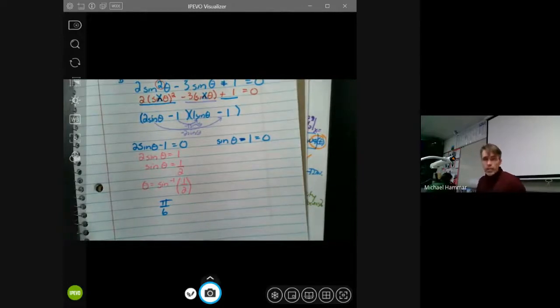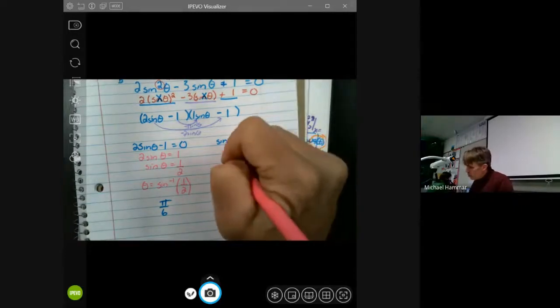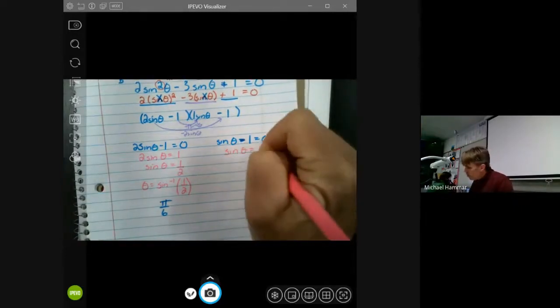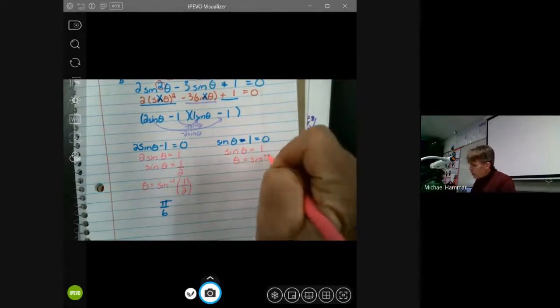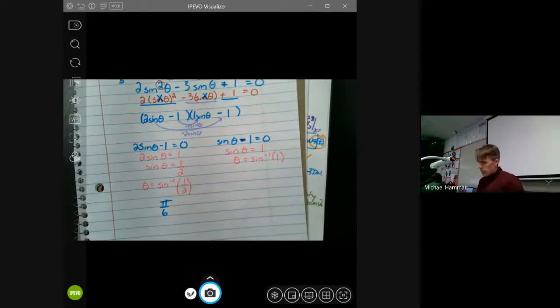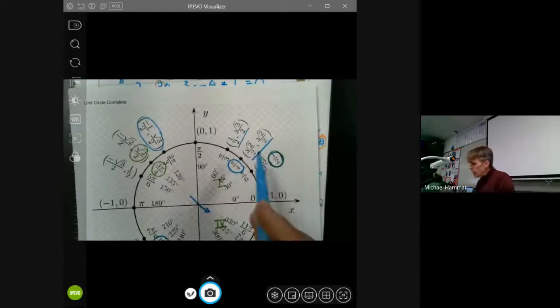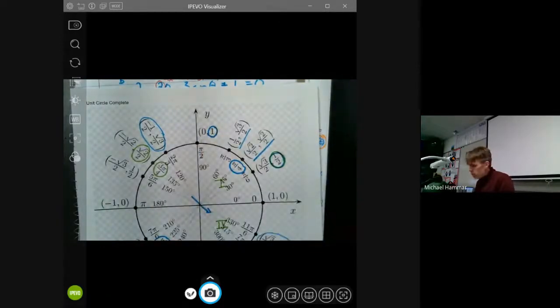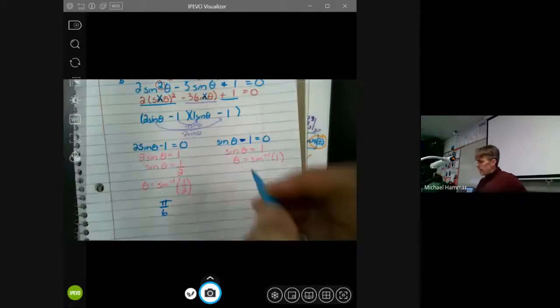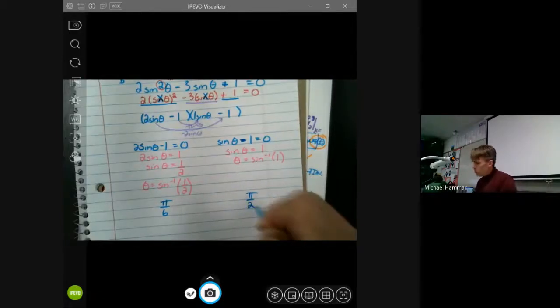Now, you need to do the same thing for the next one. We have sine of theta minus 1. So we're going to move the 1 to the other side. And now we need to ask ourselves, what angle does the sine equal a value of 1? With that one, remember, sine again is the y coordinate. So we need to find the y coordinate that equals 1. And that happens to be right at the top of the unit circle. So what angle measures that? That is pi over 2.